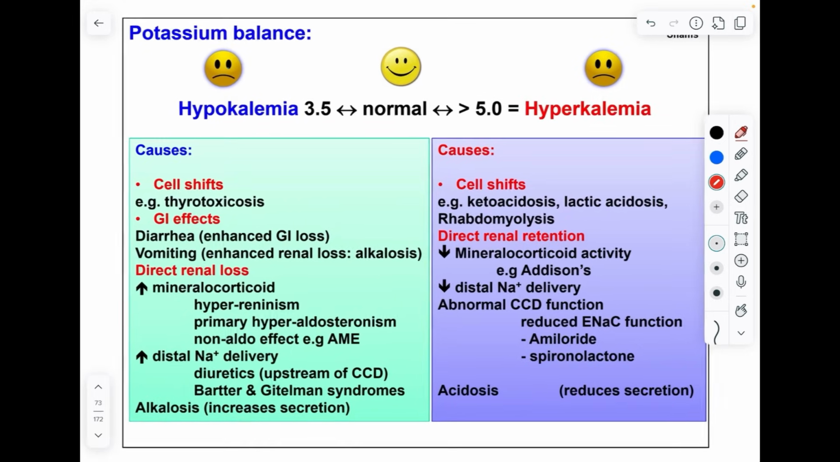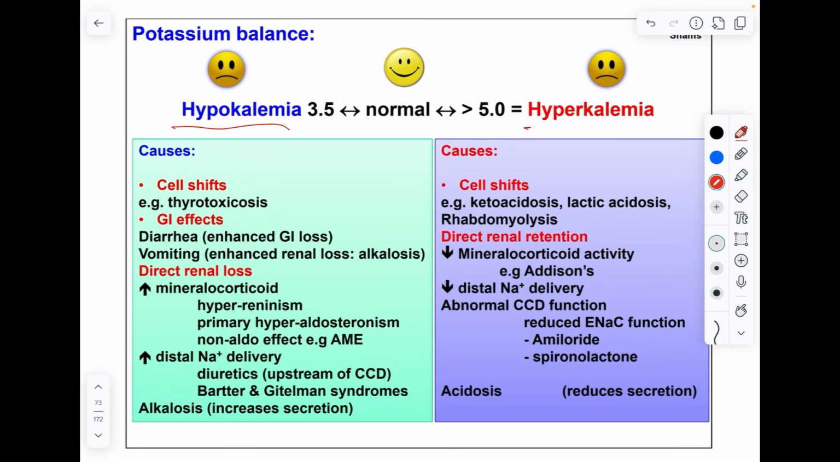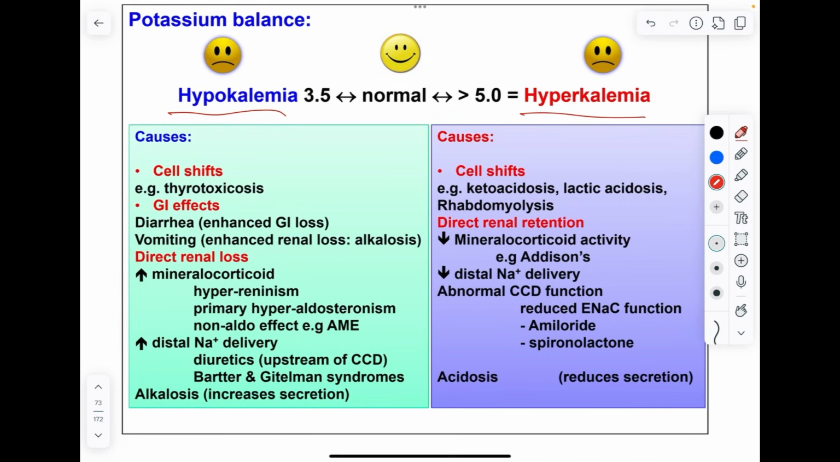Now, these are some causes of hypokalemia and hyperkalemia. I doubt that the doctor will ask about it, but just please know them, for your own sake. I will say this is quite important. This, not what's under them, no need for that. And this, and the opposite on the other side.